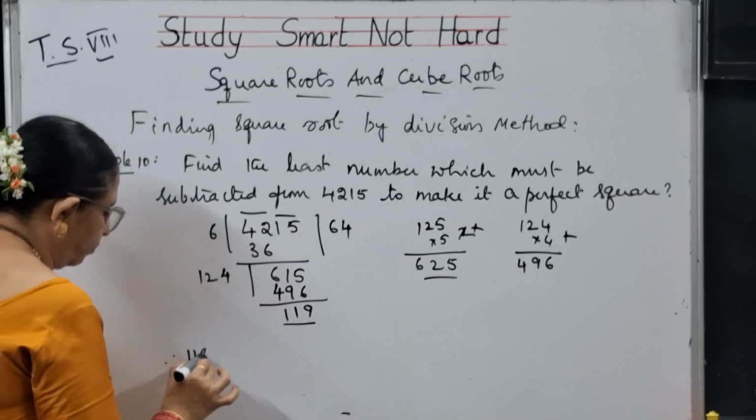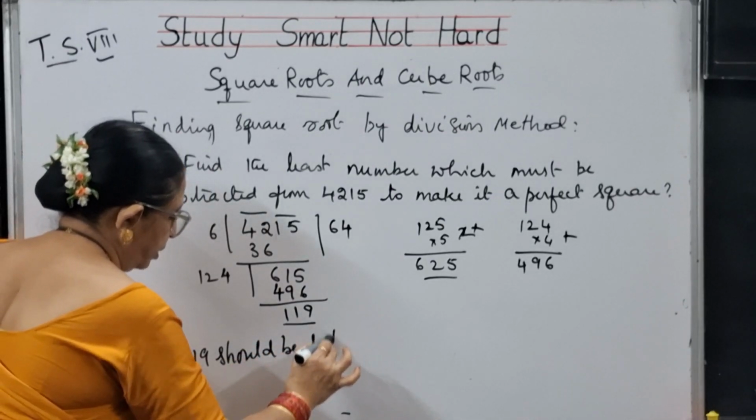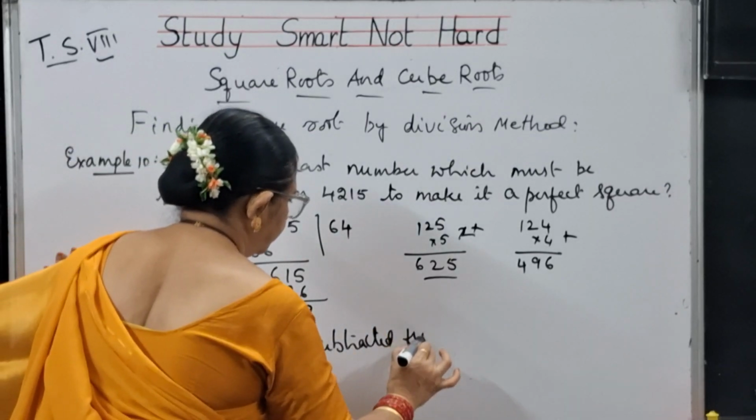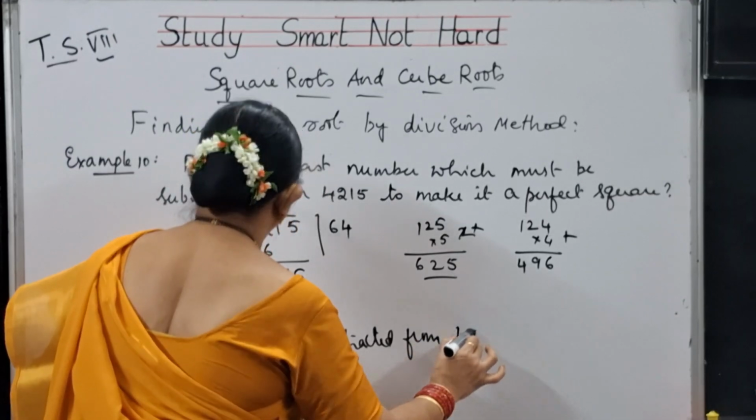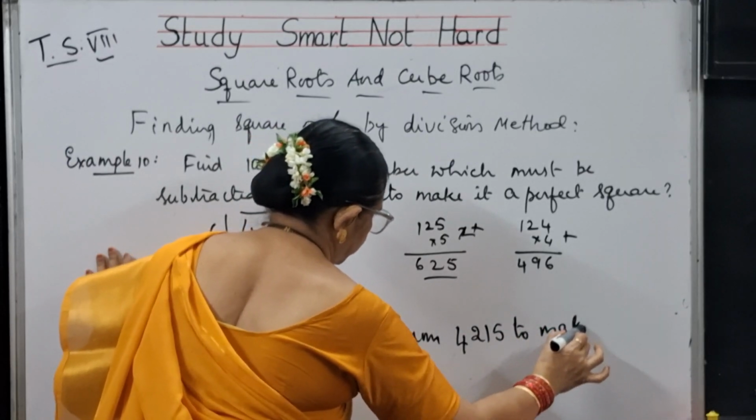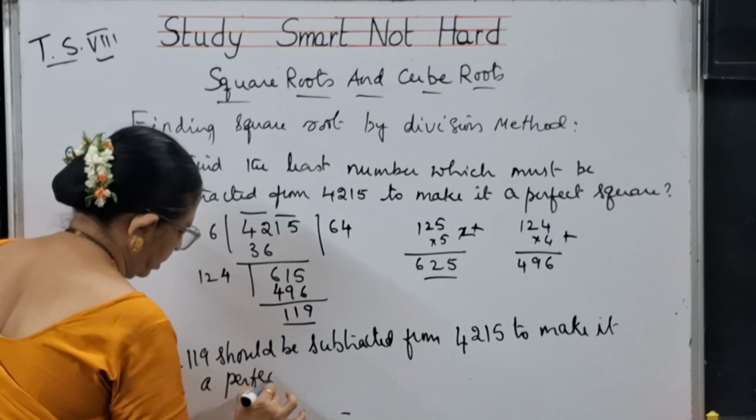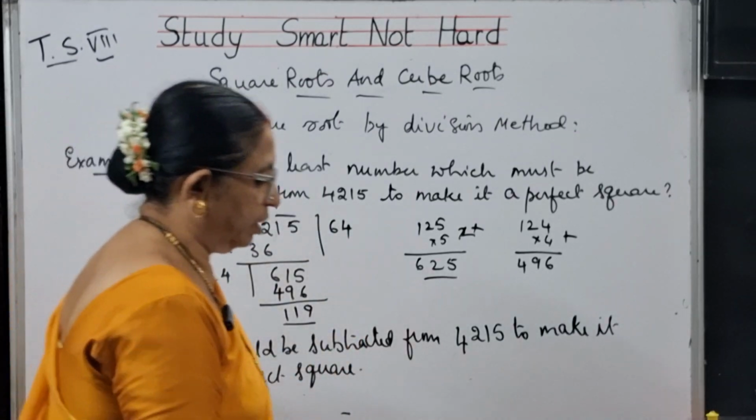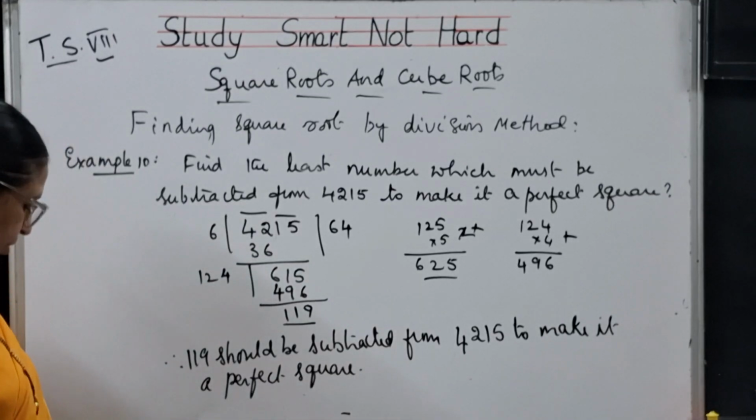Therefore, 119 should be subtracted from 4215 to make it a perfect square. This is the answer that you will be getting, children, for this. I hope I am clear. Please note it down.